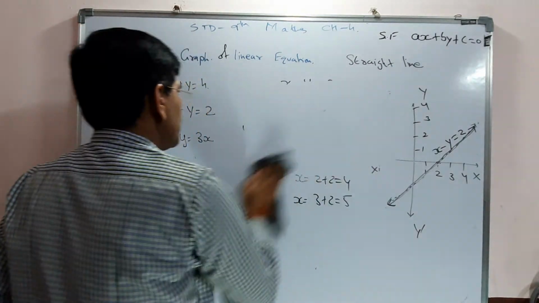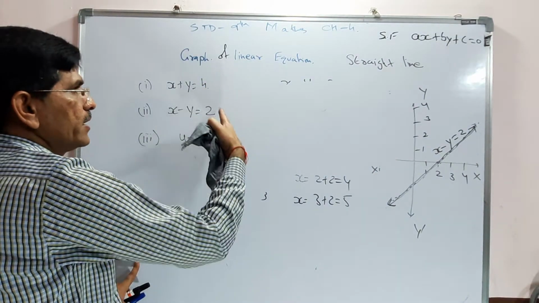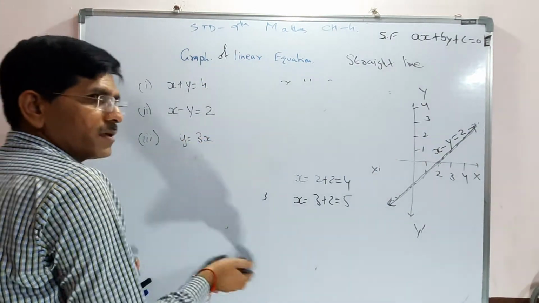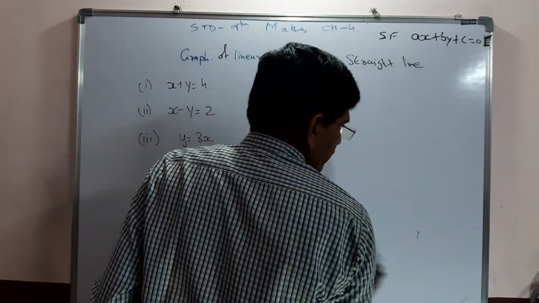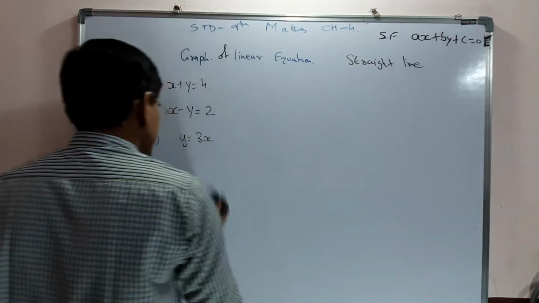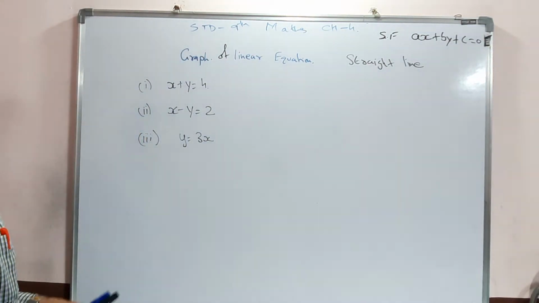Now in the third sum, if you see, the constant term is not given. Here the constant term is 4, here the constant term is 2. Here the constant term is not given. When the constant term is not given, which type of graph do we have to see? At that time, how can we draw the graph?